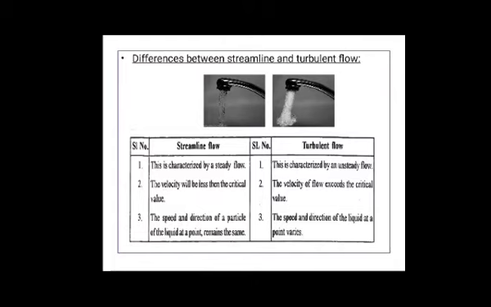What is this streamline? It is an imaginary line within the liquid. The tangent drawn at any point on it gives the direction of velocity of fluid particles. Then what is meaning of this critical speed? It is the maximum speed of a liquid above which streamline motion becomes turbulent motion.